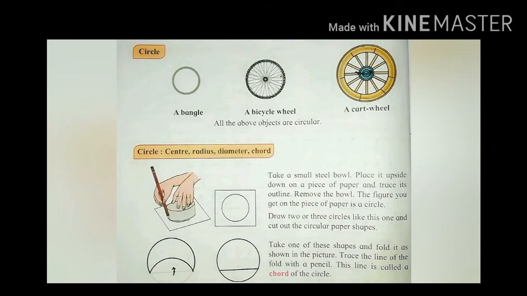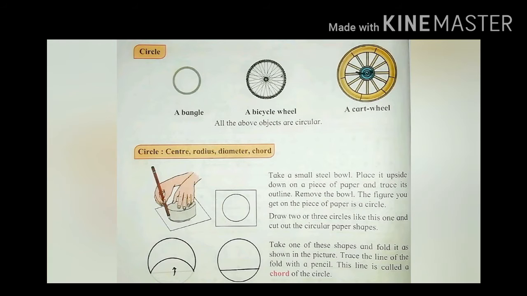Take one of these shapes and fold it as shown in the picture. Trace the lines of the fold with a pencil. This line is called a chord of the circle. When you get a circle, the chord is the line that divides it into parts. It's not half, but the smaller part. Like you saw the right angle looks like an L, but when you make it short, it's called an acute angle.